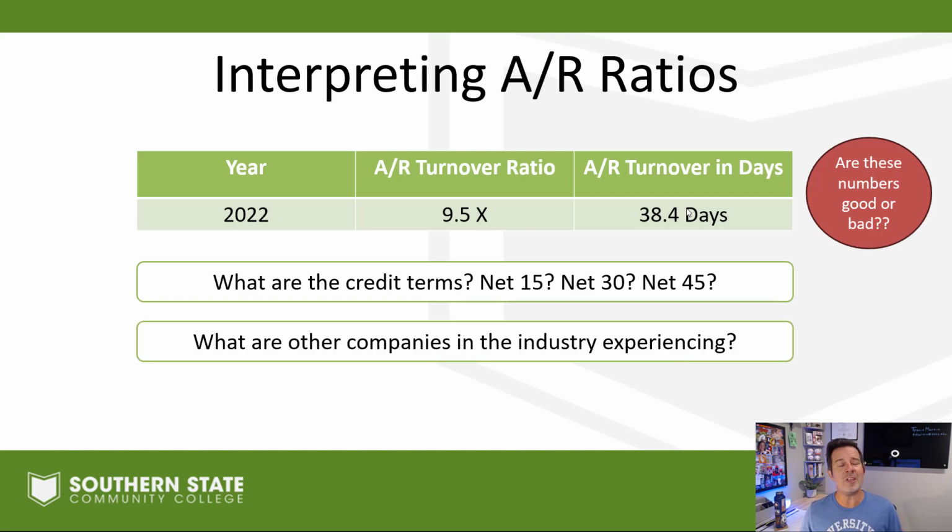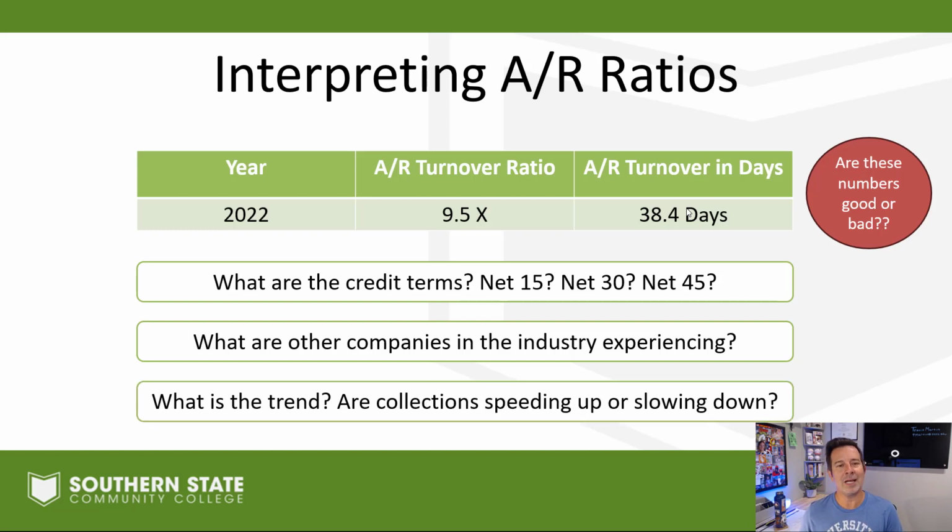We also want to know, what are the other companies in the industry experiencing? Are they kind of seeing an uptick in late payments, or are payments coming in like clockwork on time? So what's the trend? Are collections speeding up or slowing down? If collections are slowing down, the ratio is going from 38 days to 40 to 42 to 48, something like that, then a couple of things might be at play here. One, maybe we're starting to extend credit to people who we should not be extending credit to. Maybe we've gotten too lax and liberal with our credit granting policies.